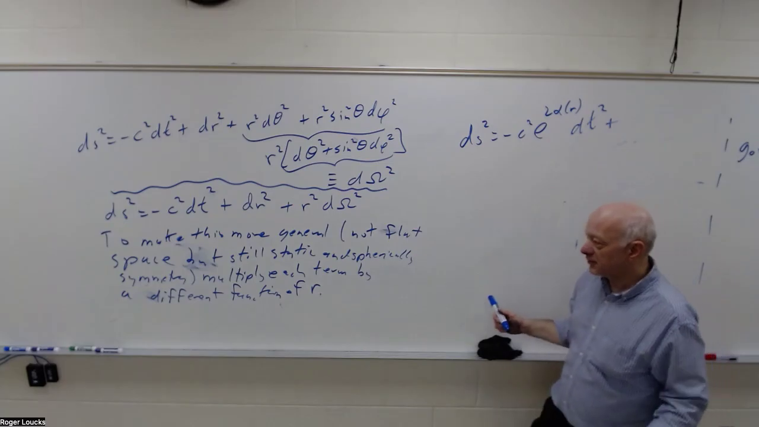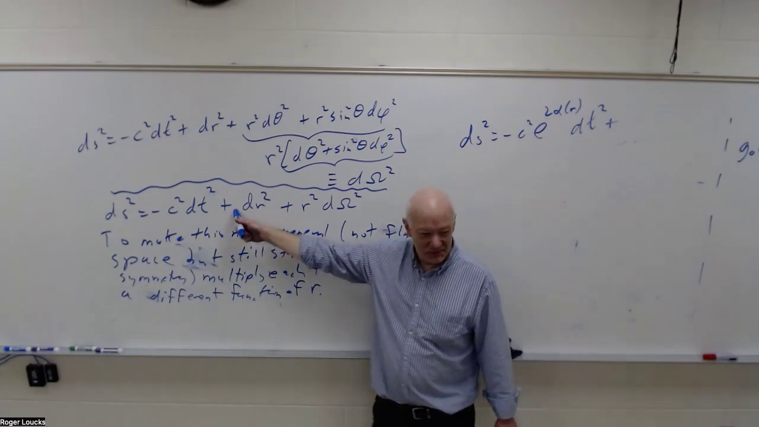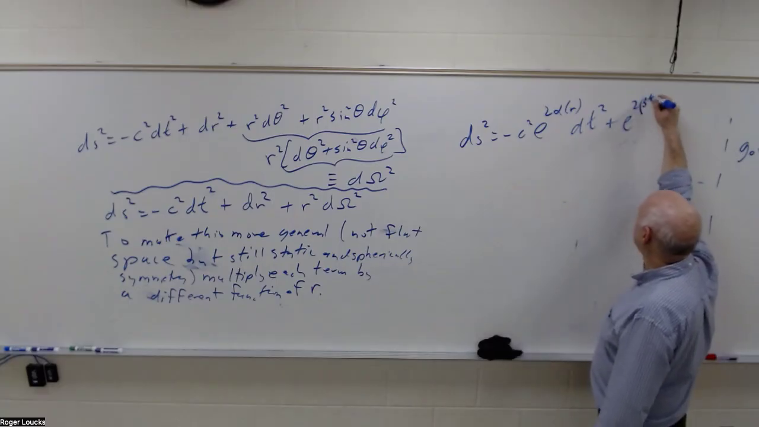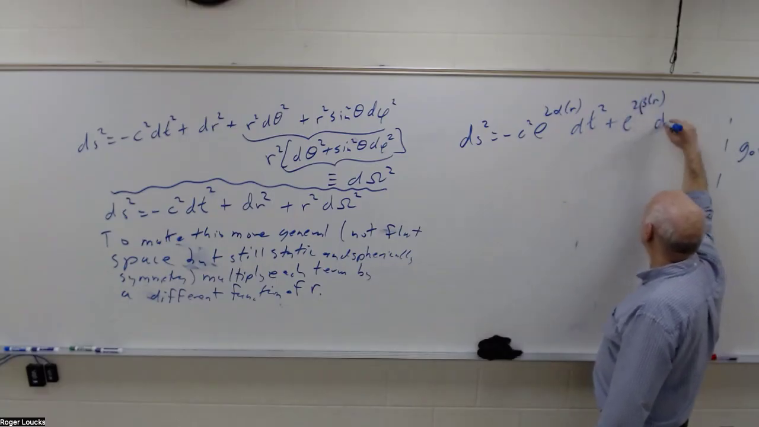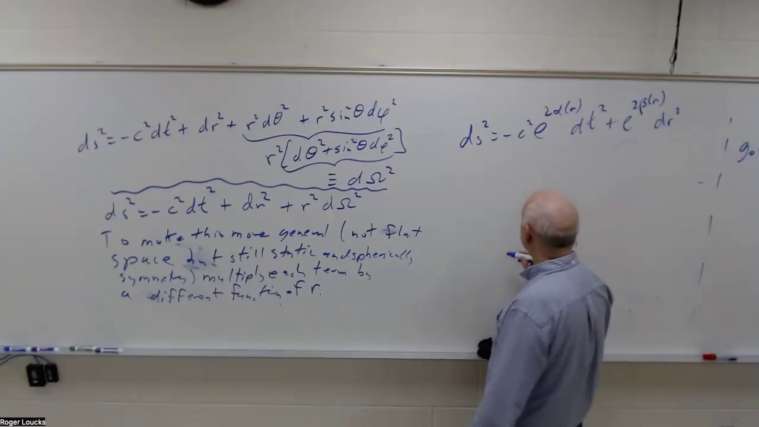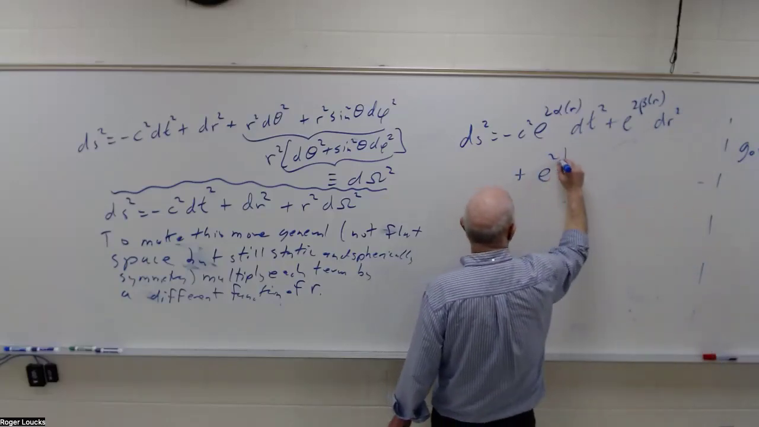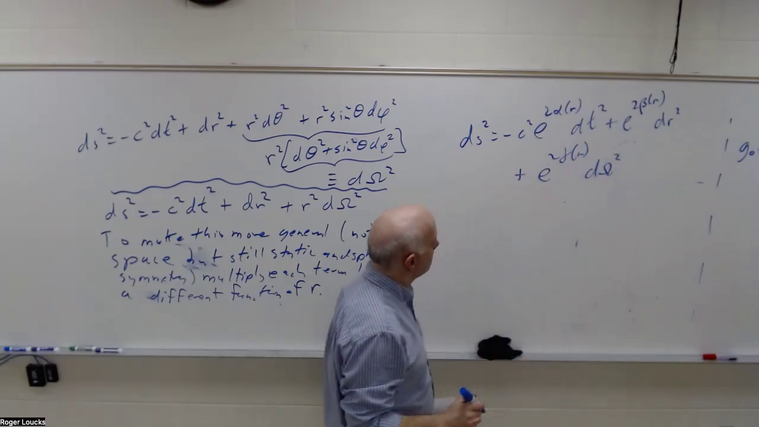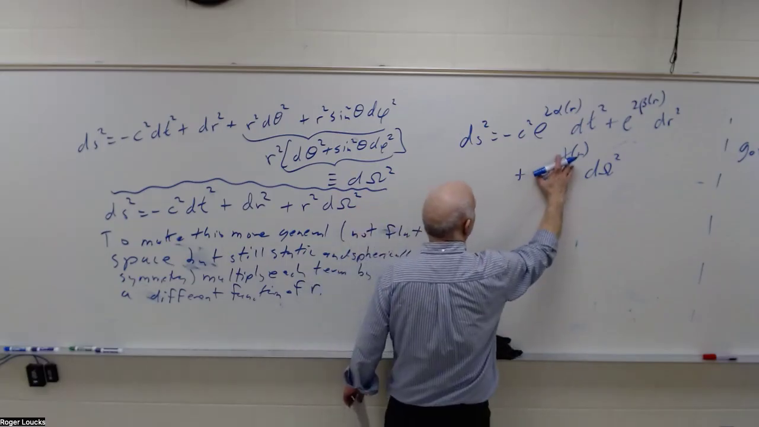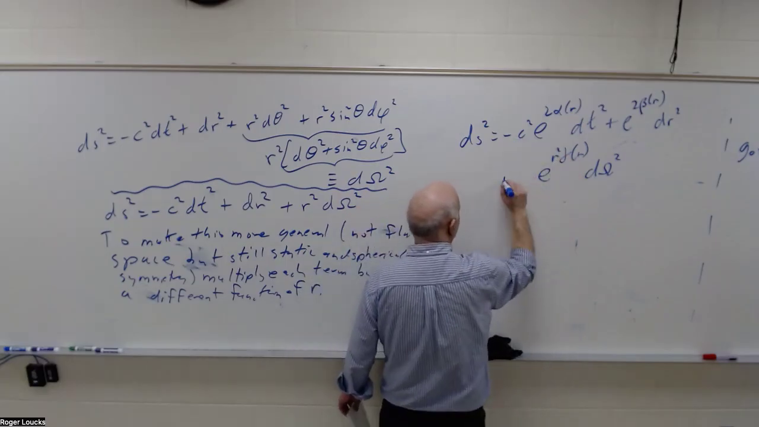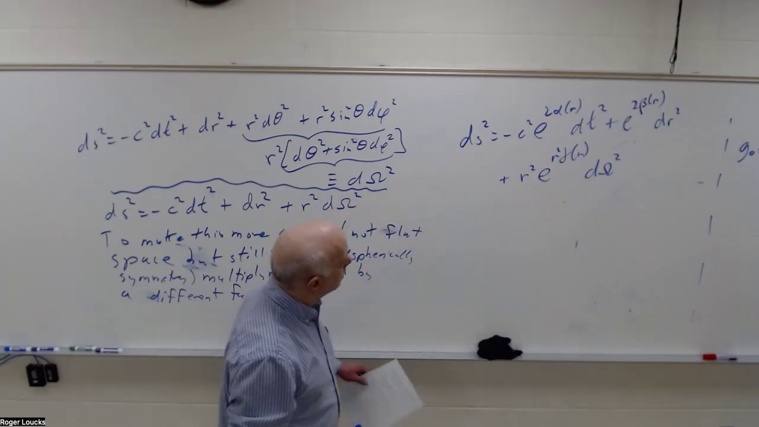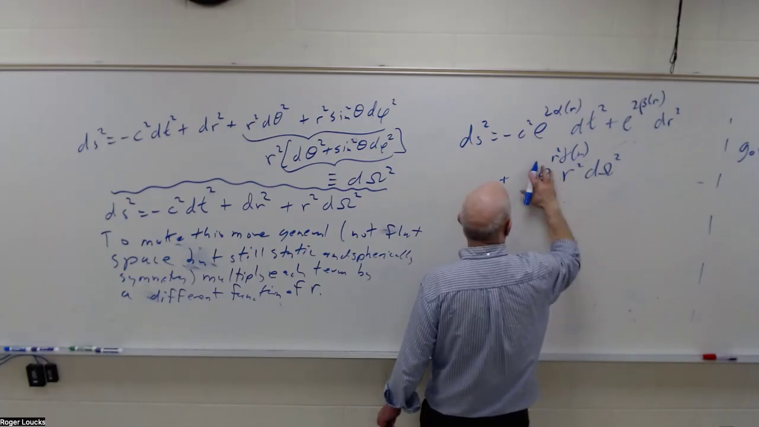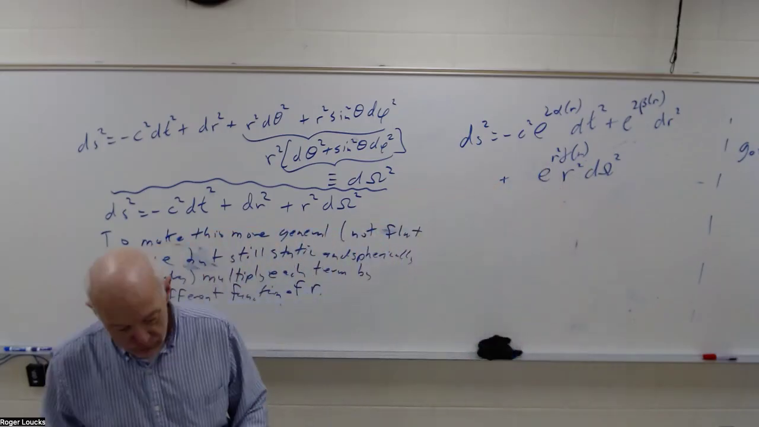Plus, what do you think this term here is going to be? That'll go in front: e to the 2 beta of r, r squared. Plus, the next one will be e to the 2 gamma of r, dΩ squared. There should be another square in front.